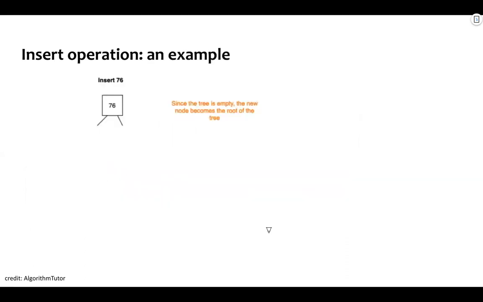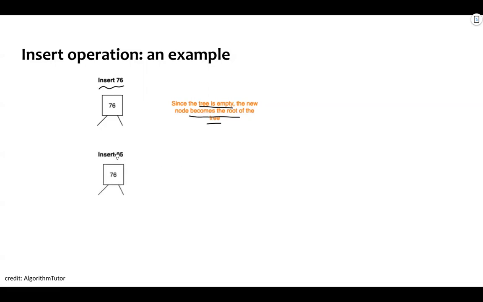All right, I'm going to show you an example. Let's say we want to insert 76 into an empty 2, 3, 4 tree. Because the tree is empty at first, the new node becomes the root of the tree. So inserting for the first time is very simple. We just make a new 2 node, that's all.